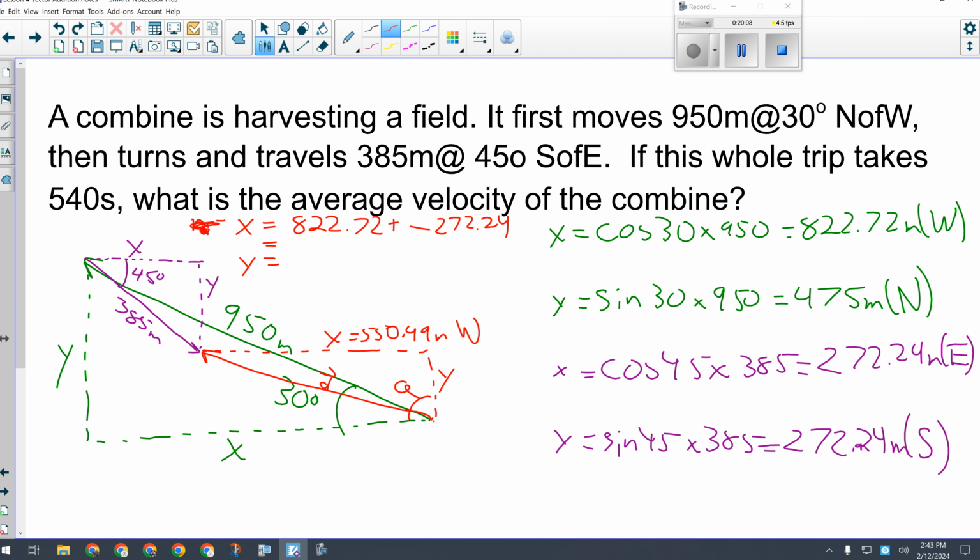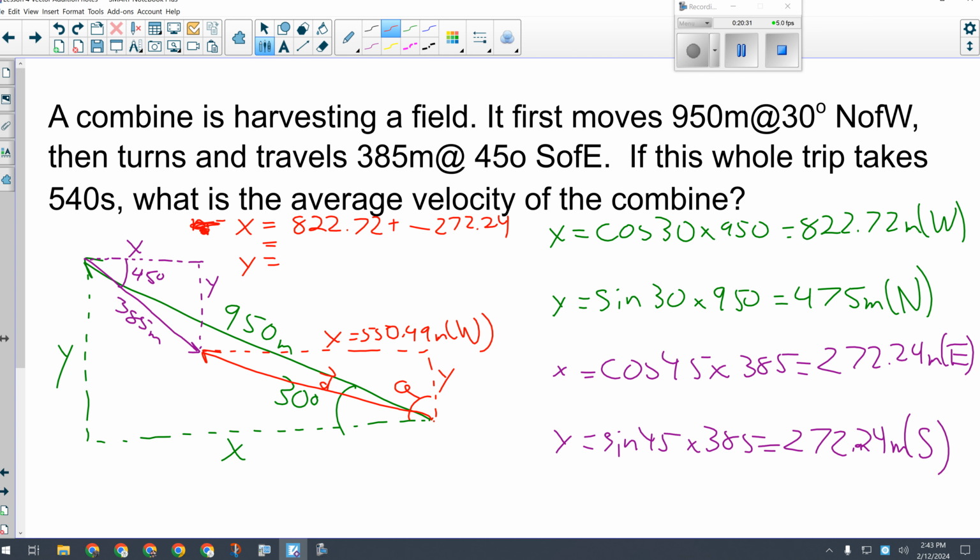Meters west. How did I know it was west? Two ways. I had a positive number and I made west positive. And my diagram tells me it's west, because my final arrow points north of west. So there's two ways to tell.